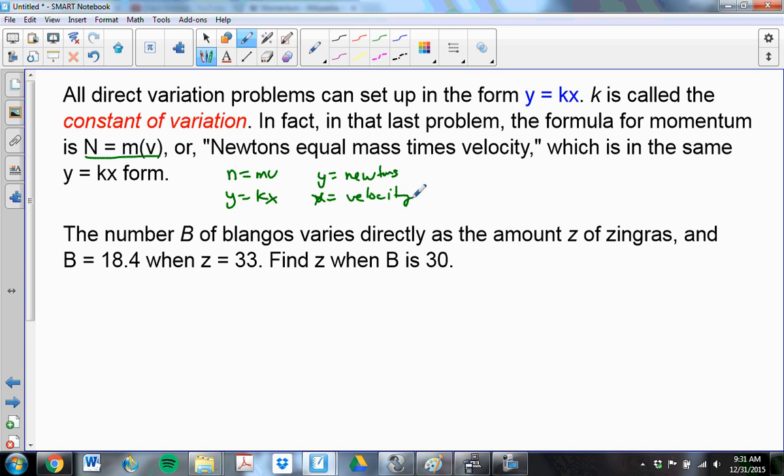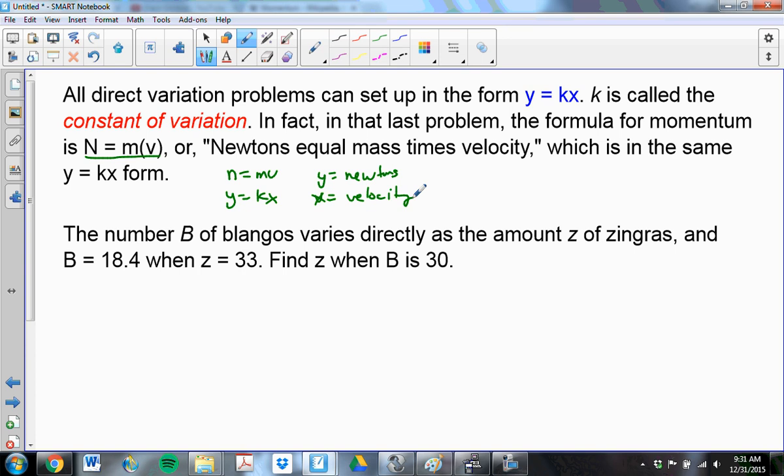The number b of Blangos varies directly as the amount z of Zingras, and b equals 18.4 when z equals 33. Find z when b is 30. I picked two words that I made up and made no sense, because often when you do word problems like this, that's how it feels. It feels like you see all these words and all these things that just don't mean anything to you and don't make any sense, and everything has its own odd unit.